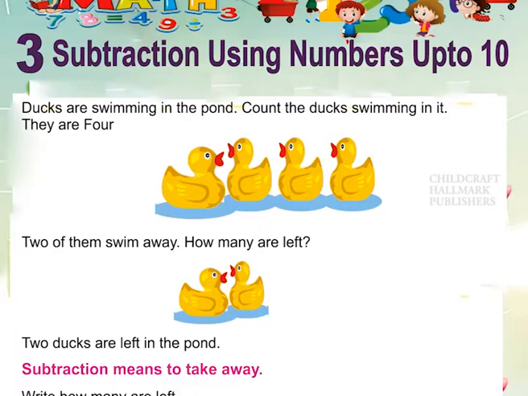Subtraction using numbers up to 10. Ducks are swimming in the pond. Count the ducks swimming in it. They are 4. 2 of them swim away. How many are left? 2 ducks are left in the pond.